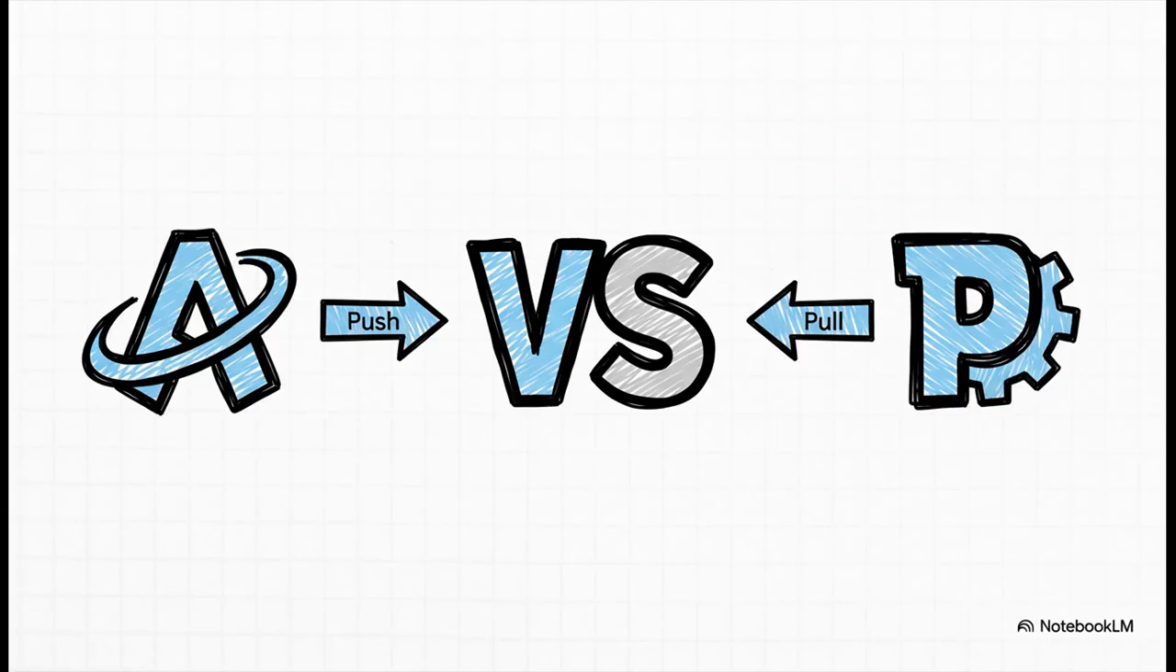To make this even more real, let's zoom in and compare two of the biggest players in the game, Ansible and Puppet. Putting them side by side is a fantastic way to see how those push versus pull philosophies we just talked about actually play out in the real world.